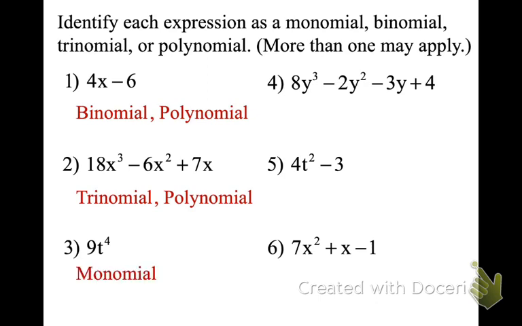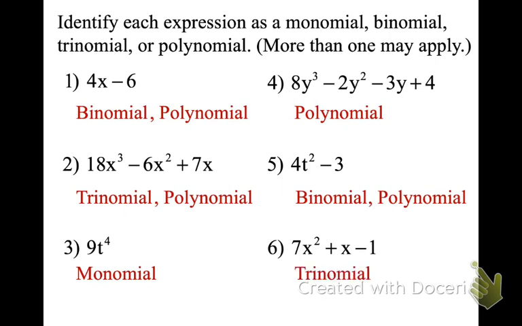Number 4, Gideon. Polynomial, and that's it. Okay. Number 5, let's go with Louis. Polynomial and binomial. Number 6, let's go with Dion. Polynomial and trinomial.